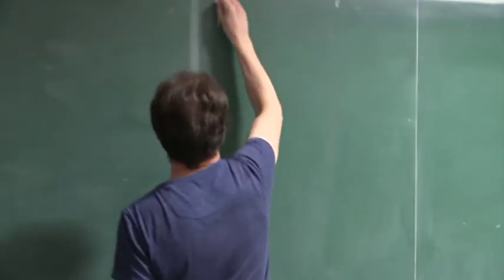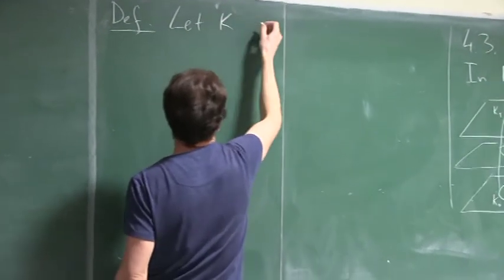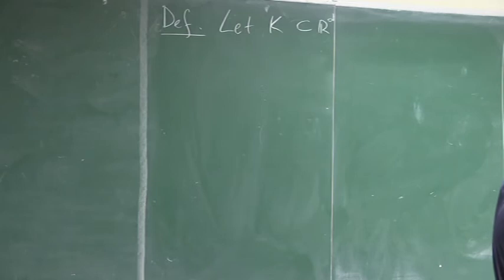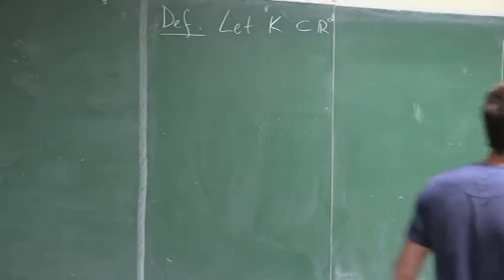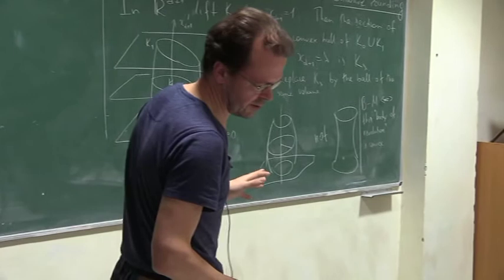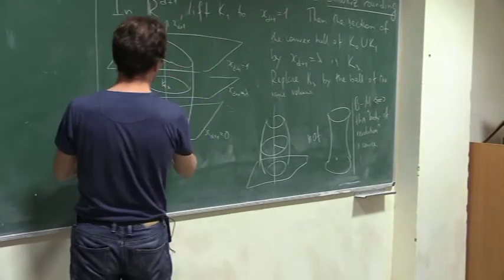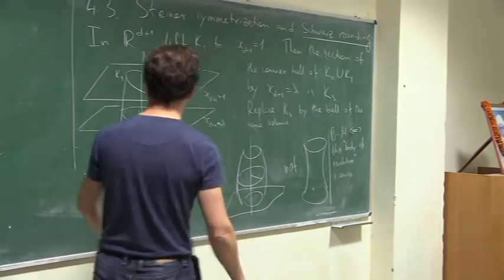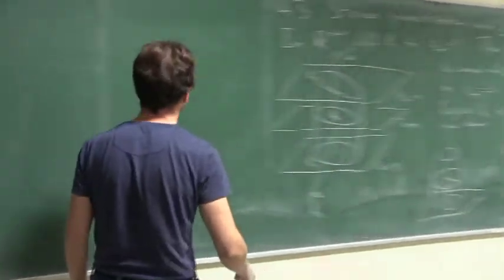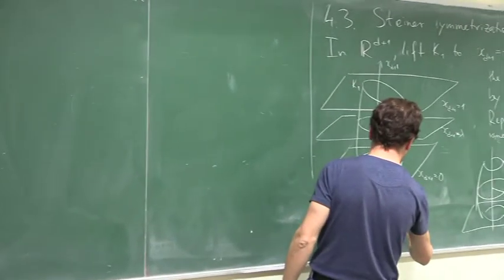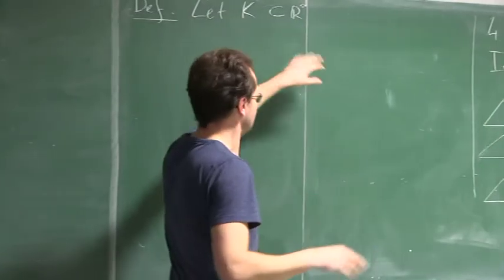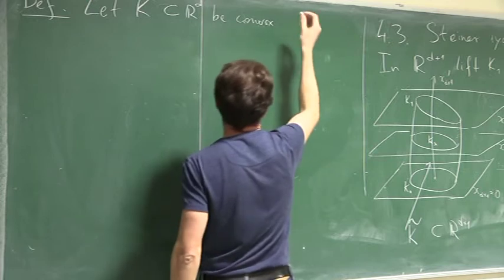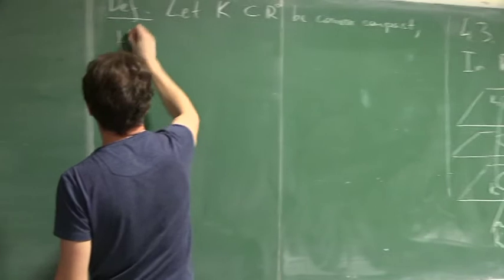So, definition. Now, just to be consistent, this body will be denoted by K tilde. So K tilde is this convex hull, a subset of R^(d+1). Now I take K in R^d, something unrelated to that. Let this be a convex compact set, and let H be a hyperplane.